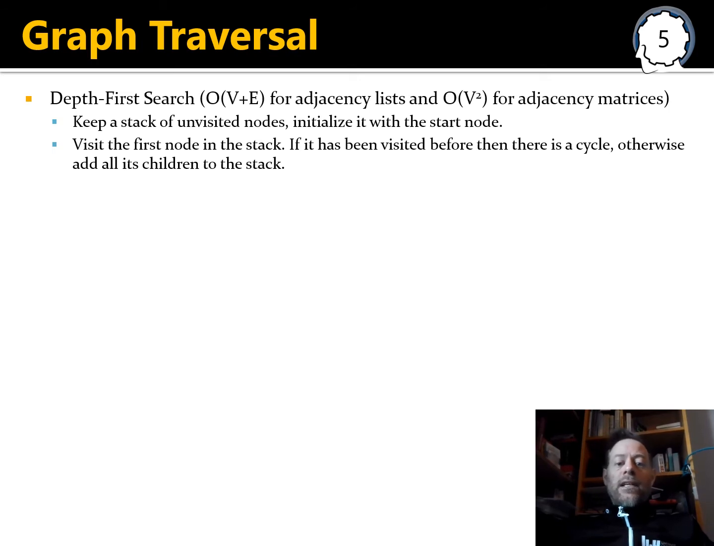And of course, it's clearly V plus E if we have an adjacency list. If we have an adjacency matrix, then we need to go through each row every time to find the neighbors. So that's why it's V squared.